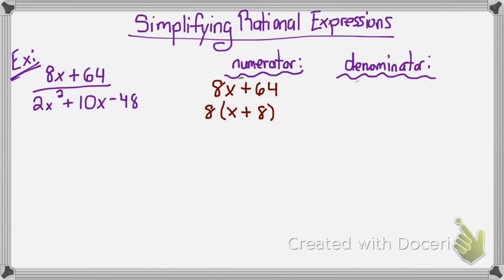Alright, looking at my denominator, I'll ask myself, can I factor 2x squared plus 10x minus 48? I sure can. First of all, I can check to see if I can find a GCF. Yep, I can find a GCF. It'll be 2. And I'll have x squared plus 5x minus 24 left over.